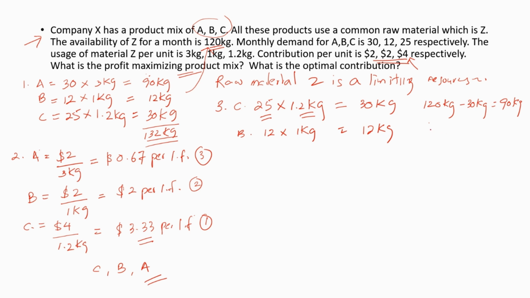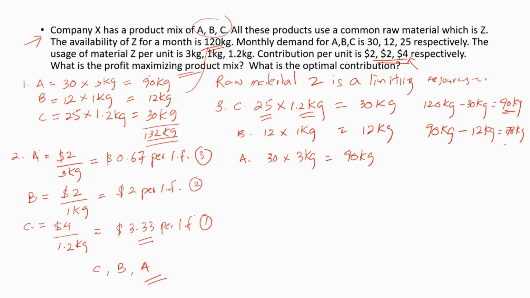So how much material set will be left after we produce product B? We had 90 kilograms, which is the value after producing product C. Now we are going to use 12 kilograms from this 90, leaving 78 kilograms. Now let's go to the final product, which is product A. Product A has a demand of 30 units and each unit uses 3 kilograms. So we need 90 kilograms of material set in order to meet the demand for product A.